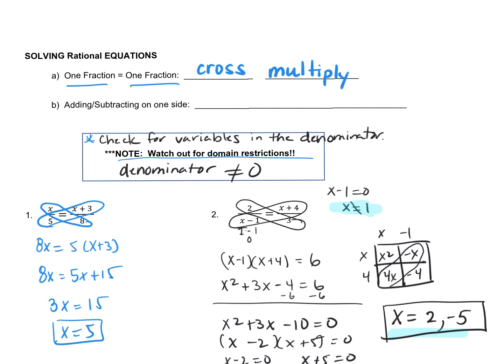So the next type of rational equations that we'll solve is when we look at adding and subtracting on one side. When we add and subtract on one side, what you want to do first is eliminate the denominator.